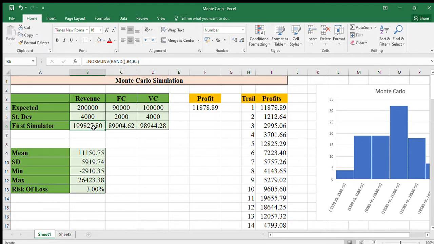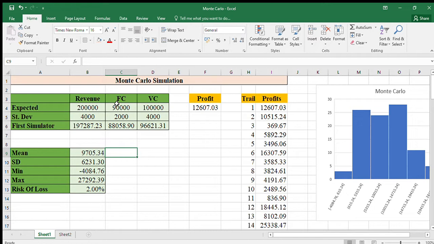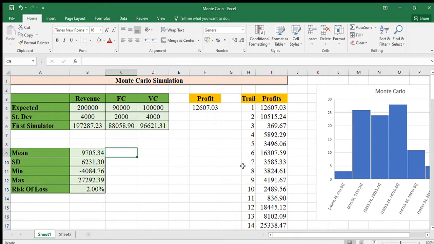The syntax is NORM.INV. So you can see over here INV, probability. We are taking here RAND, then the mean of this and the standard deviation, as you can see over here. It changes every time you refresh. If you click F9, that is refresh, these values will change every time. The probability over here corresponds to the normal distribution. Mean is the arithmetic mean of the distribution. Standard deviation is the standard deviation of the distribution.